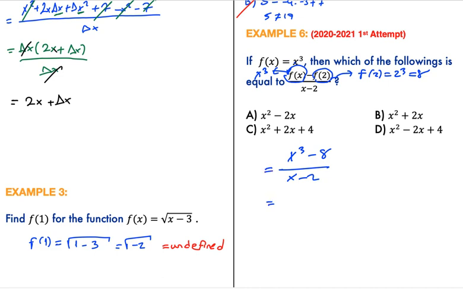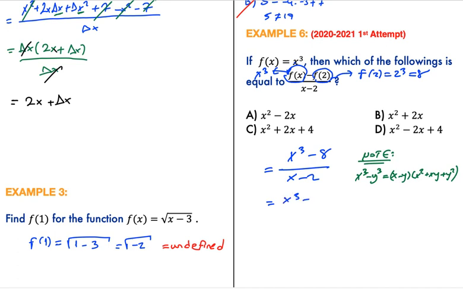So how do I simplify x cubed minus 8? Now you need to remember some factorization expansion rules. Whenever you have x cubed minus y cubed, then you can expand this as x minus y multiplied by x squared plus xy plus y squared. According to this expansion rule, we will expand this.